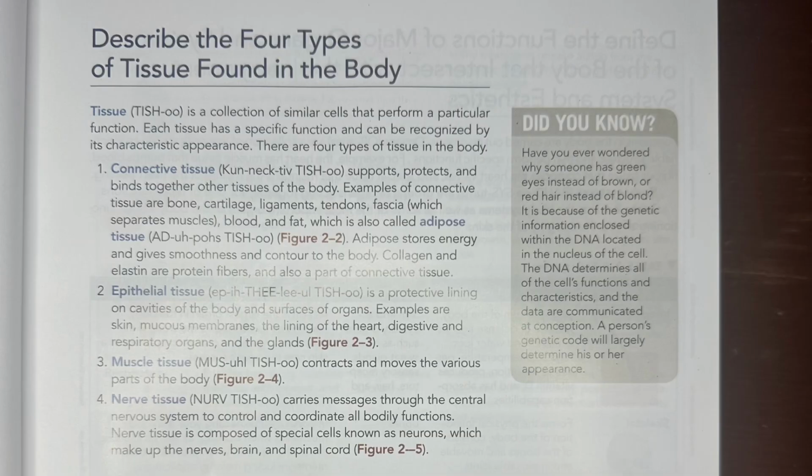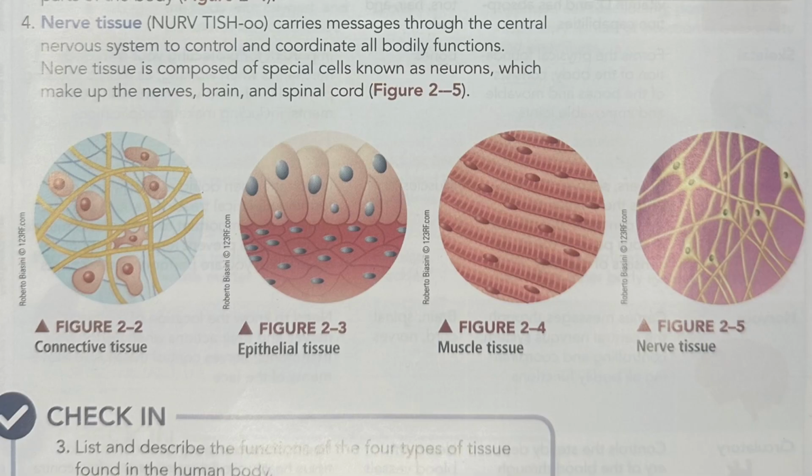1. Epithelial, protective covering, like skin. 2. Connective, supports and binds, like bone and cartilage. 3. Muscular, produces movement. 4. Nerve, carries messages through the body.